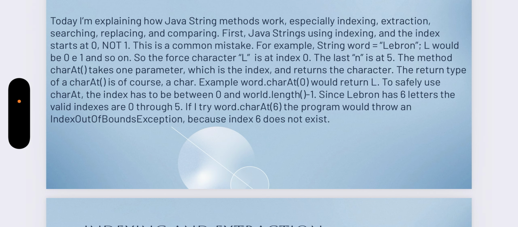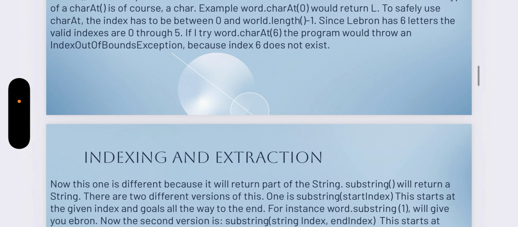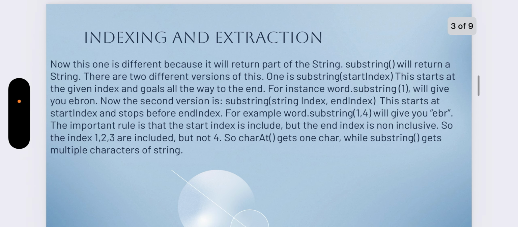If I try word.charAt(6), the program would throw an index out of bounds exception because index 6 does not exist. Now, this next one is different because it will return part of a string. Substring will return a string. There are 2 different versions of this.